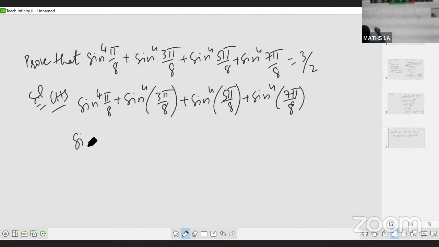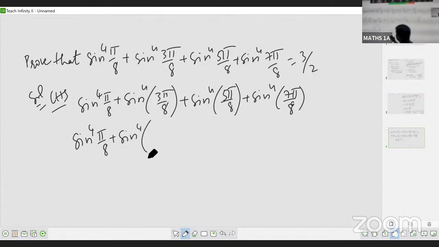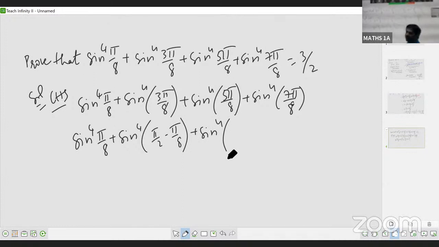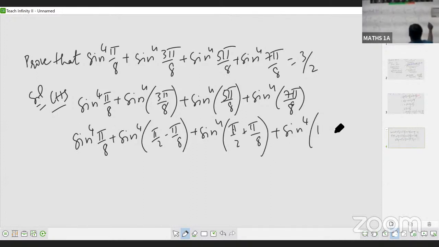Again, sine power 4 pi by 8 plus sine power 4 3 pi by 8. I am going to write it as pi by 2 minus pi by 8, and sine power 4 5 pi by 8 I am going to write it as pi by 2 plus pi by 8, and this sine power 4 pi minus pi by 8. Again you take LCM, you are going to get the same angles as in your previous step. You have to split that angle like this, okay?